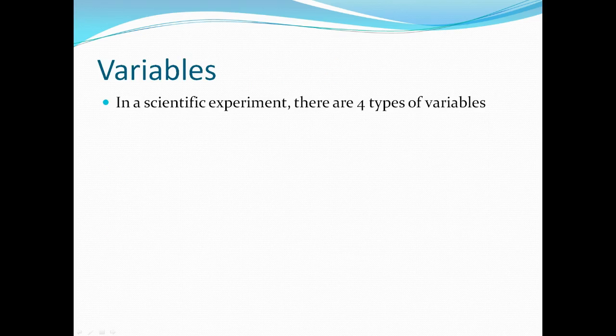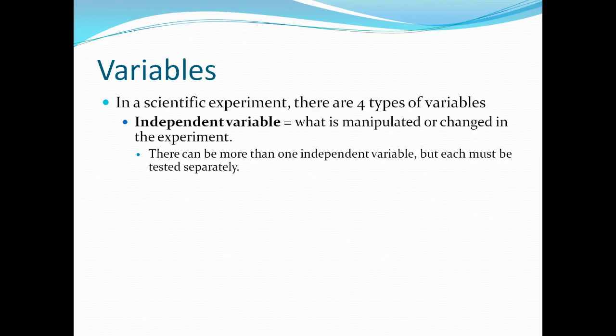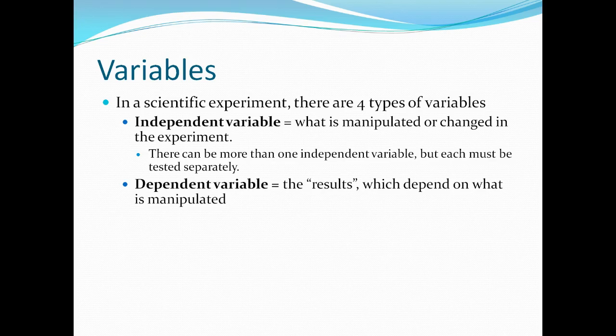In a scientific experiment, there are 4 types of variables. The first is the independent variable. This is what is manipulated or changed in the experiment. There can be more than one independent variable, but each must be tested separately. The dependent variable is the results. The results are dependent upon the independent variable.